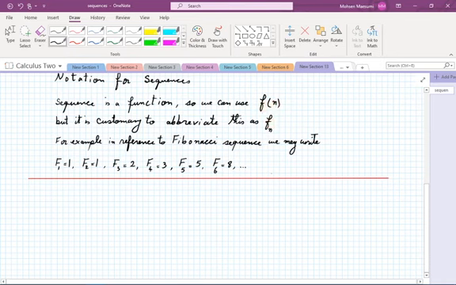Let's go ahead and try to make sense of the following. Suppose I have a sequence, let's call it f of n, and I want to investigate what I mean by limit of this as n goes to infinity. What is the meaning of limit of a sequence as n goes to infinity? Let's pick a simple example. Suppose I take f of n to be 2n divided by n plus 1.